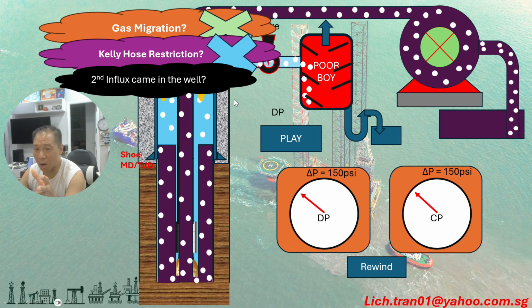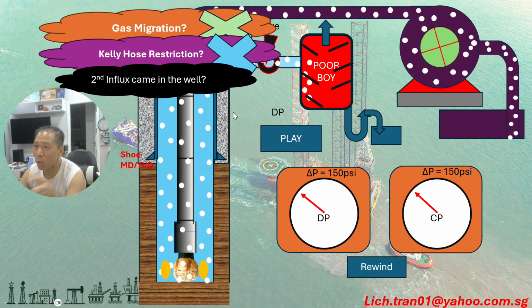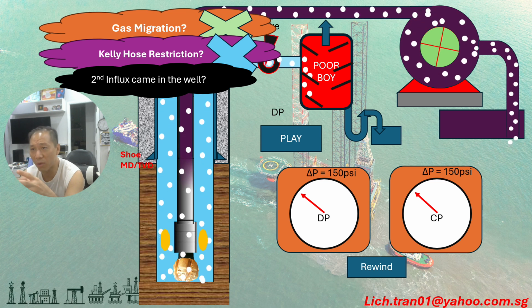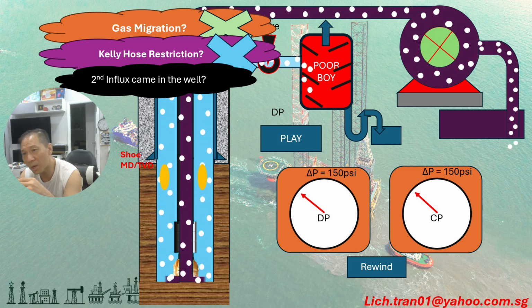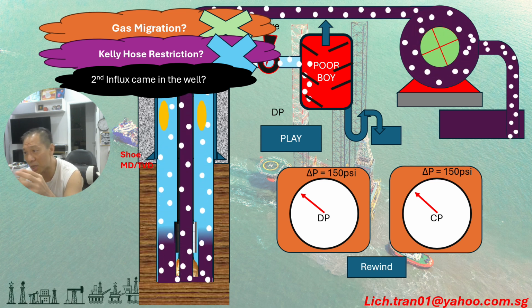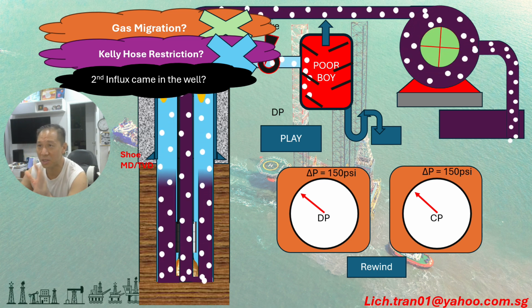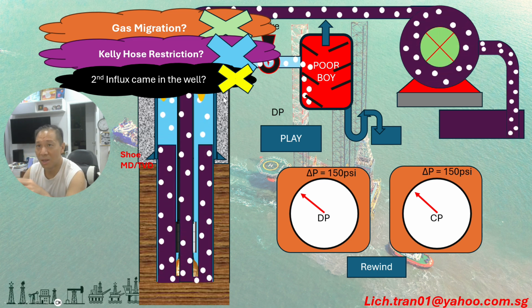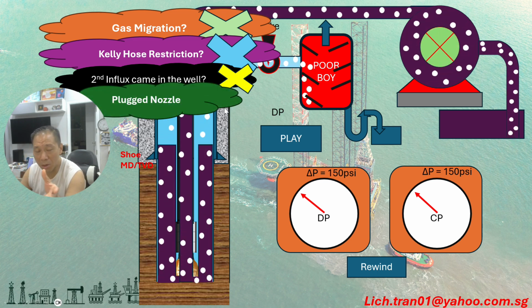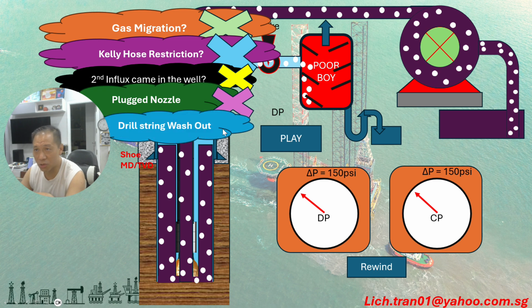And what about the option of second influx just came in the well? Well, when you have the second influx came in the well, then you have increment in standby pressure and also casing pressure, but not like this. All right, so that's not the answer. And what's the next one? Plug nozzle. Plug nozzle, you have standby pressure increase, okay, not casing pressure. All right. And string washout, you don't have pressure increasing, okay. So the answer is none.